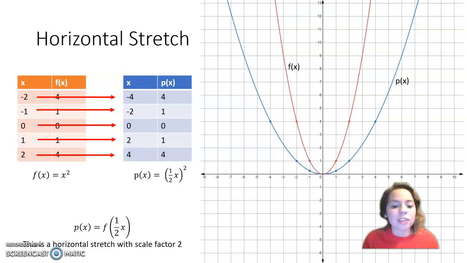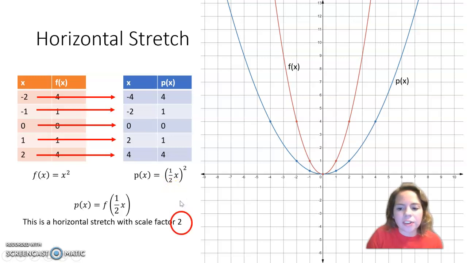So you could say that the scale factor for a horizontal stretch is actually the reciprocal of whatever the k value in the equation is. Kind of interesting. All right, and then let's take a look. Oh, and again, I circled it on there for you guys.